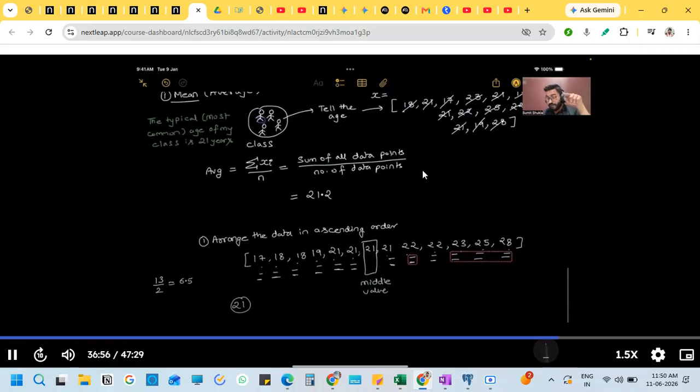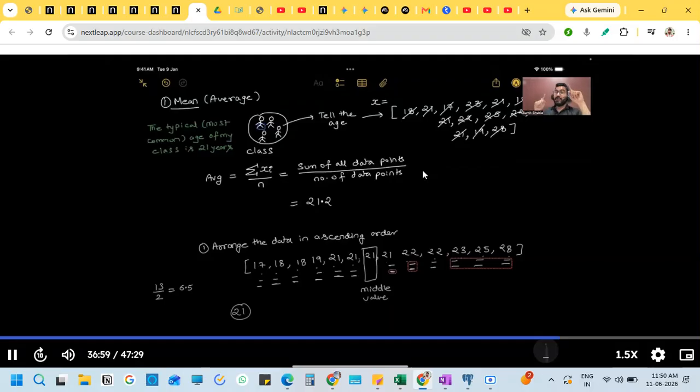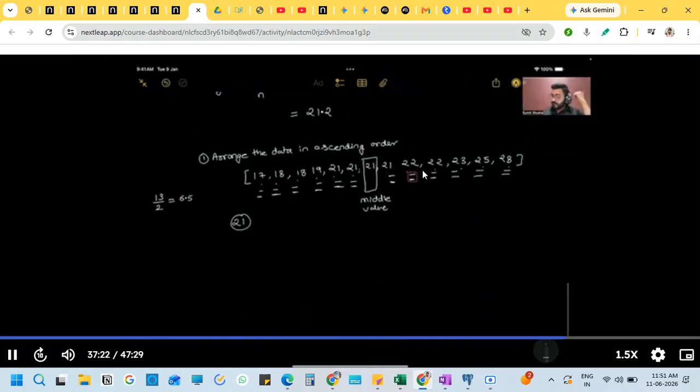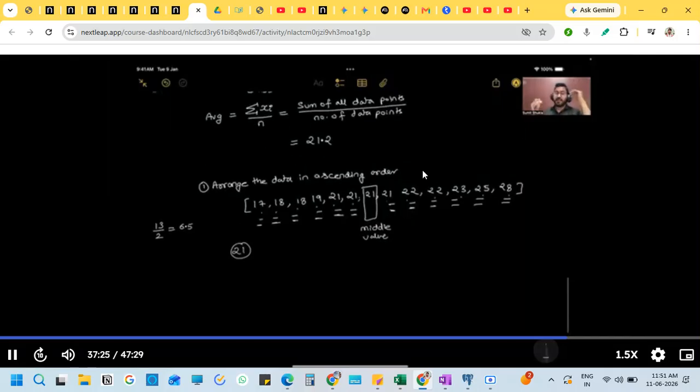But the average, or the mean, that we got was 21.2. Now, can anyone think about why it was 21.2 and why it was not 21? Because mean and median both are talking about the middle value. When we talk about mean, median, or mode, all these three metrics are actually talking about the middle value. So when your mean and median are talking about the middle value, why is there a difference in the answer?